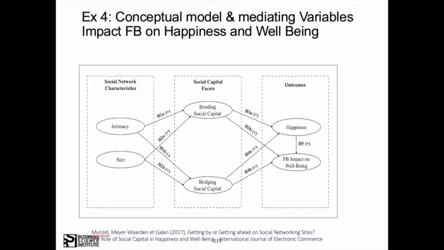Another example here, we have the social network characteristics, intimacy of the network and size of the network, which are the independent variables, which influence subsequently social capital, composed of bonding social capital and bridging social capital. Bonding social capital being the highly intimate contacts, and bridging social capital being loose contacts. And these mediating variables subsequently influence positively the dependent variables, happiness and Facebook impact on well-being.